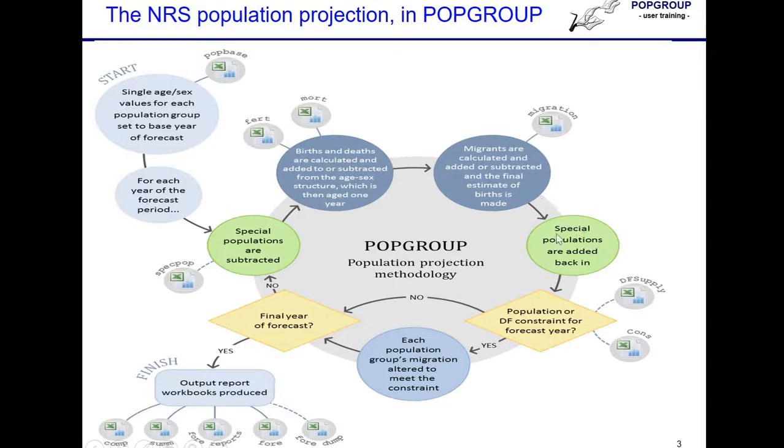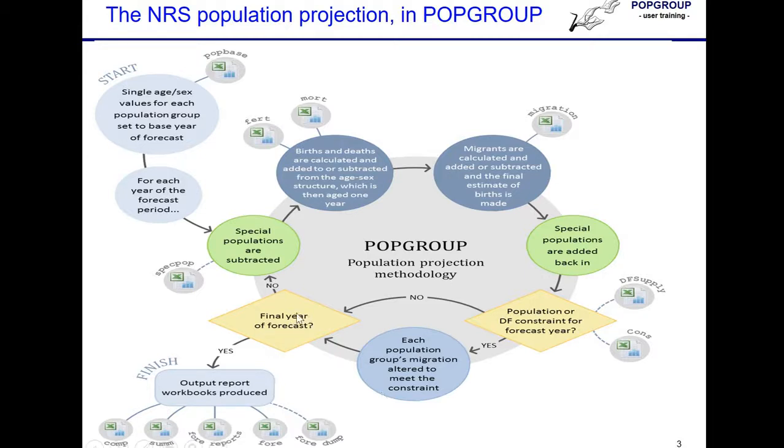We can then add our special populations back in, and POPGROUP allows us to constrain our population to a particular constraint for a forecast year. We may know that there's some house building going on within an area, and we might want to constrain our population to fill those houses. Again, we can specify some POPGROUP files to make that constraint. The way the constraint is made is that each population group's migration is altered so that it meets the population constraint that we specify.